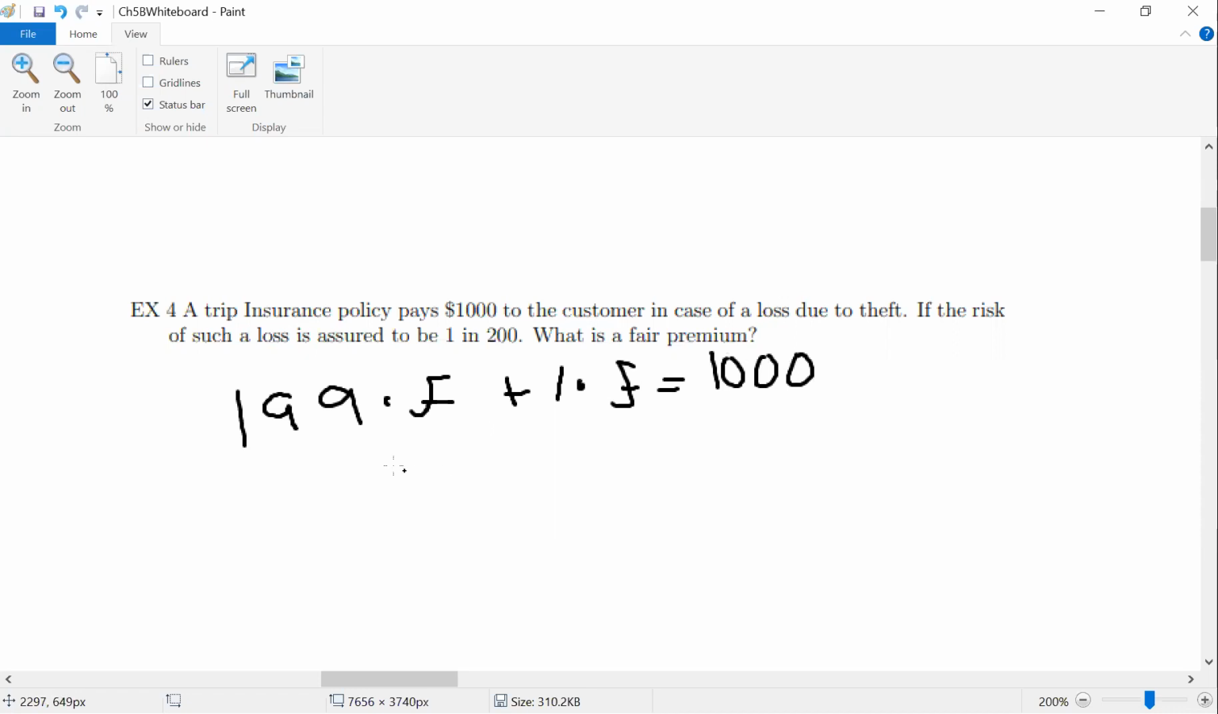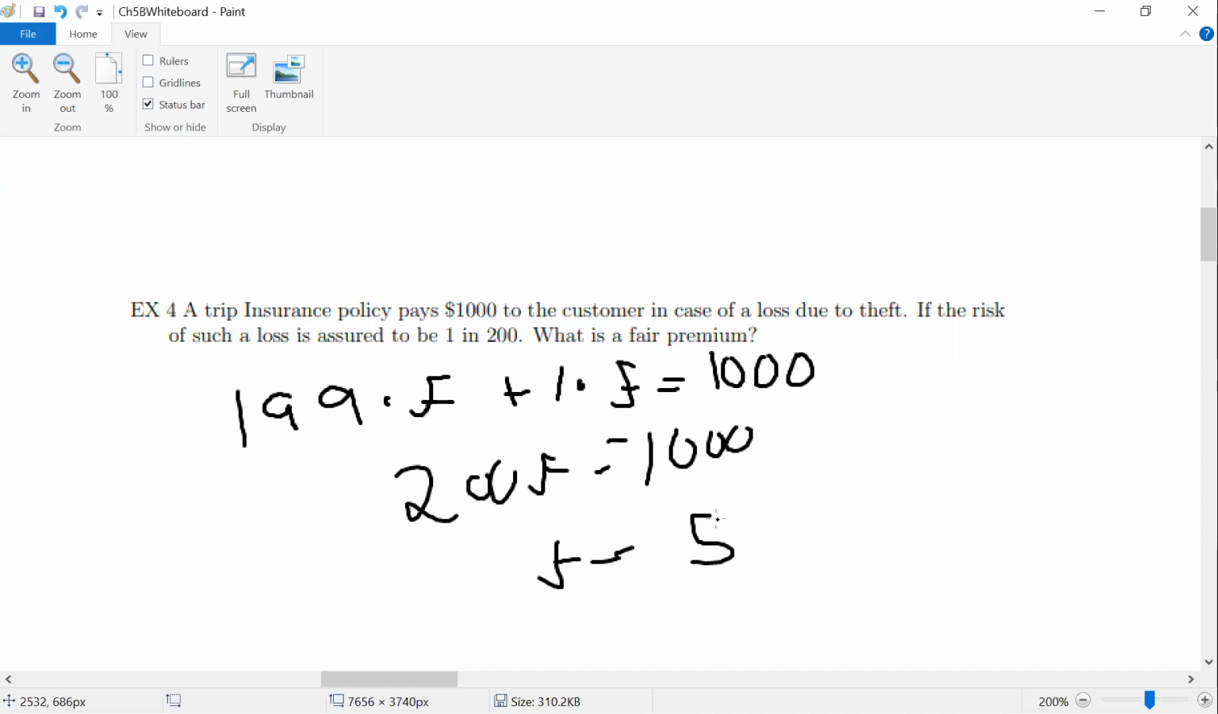So we use some algebra: 199 plus 1, 200F is equal to 1,000. So F is equal to $5. So in this case, a fair premium is $5. Essentially, when we say fair, or WebWork asks you for fair, it's asking you for what's called the break-even point. At what dollar value does everyone break even, i.e. the customers aren't getting screwed and the insurance company's not getting screwed?